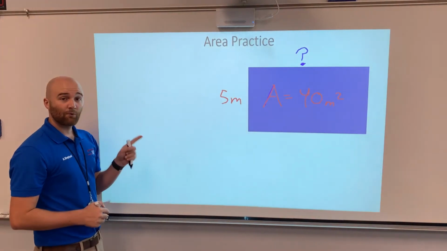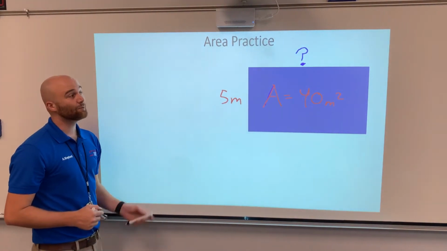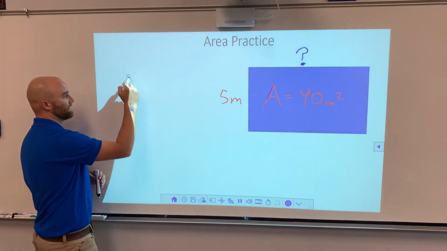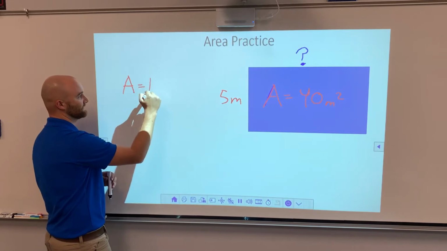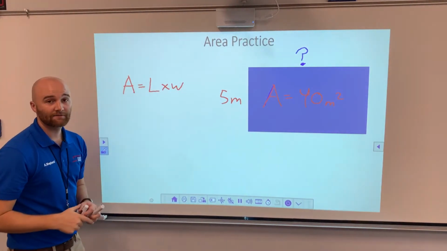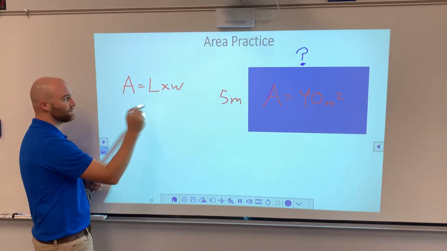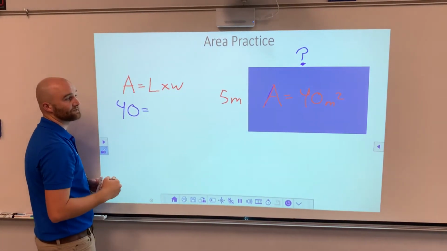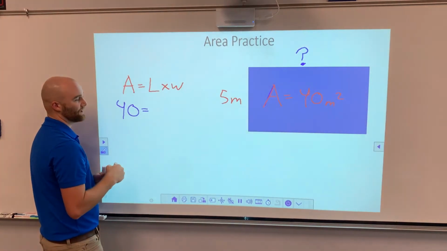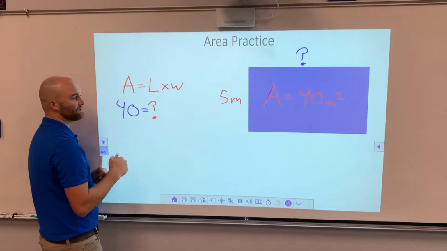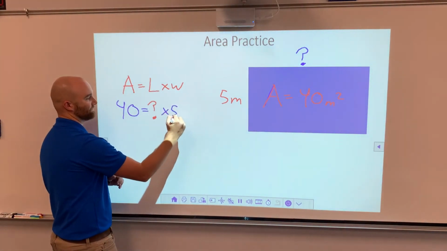Okay, so to figure out what the length of that side is, we need to use the area formula. Area is equal to the length times the width. I'm going to fill in the numbers that I know. I know area is equal to 40. I know the length is a question mark, so I'm going to write a question mark in here. But I know the width is 5.